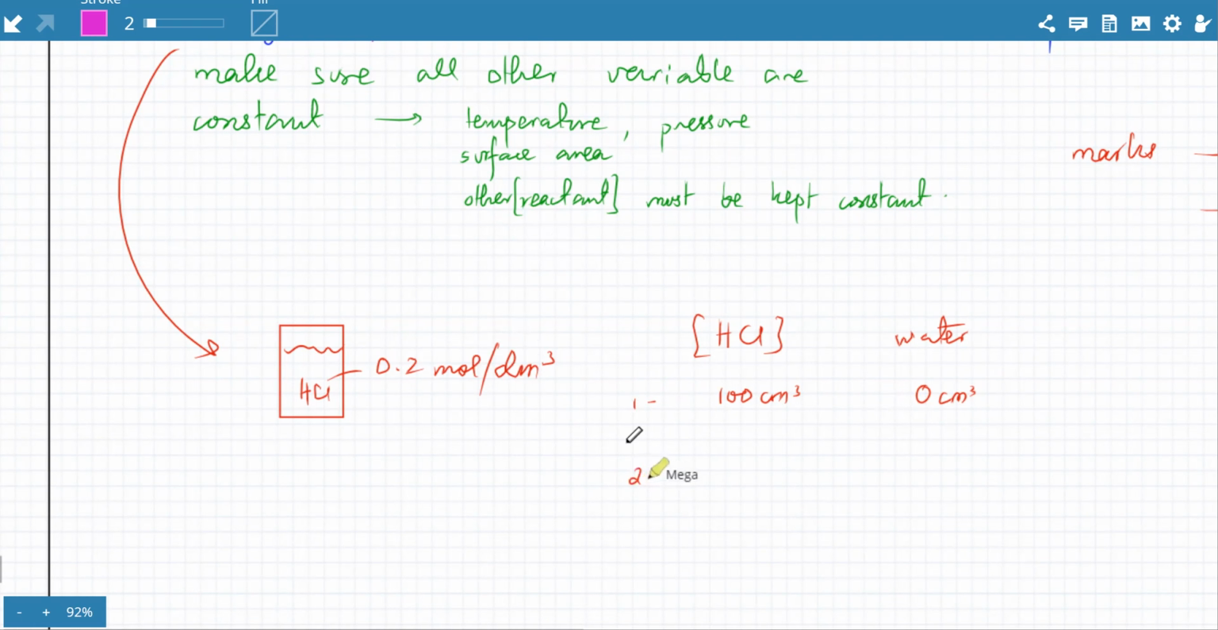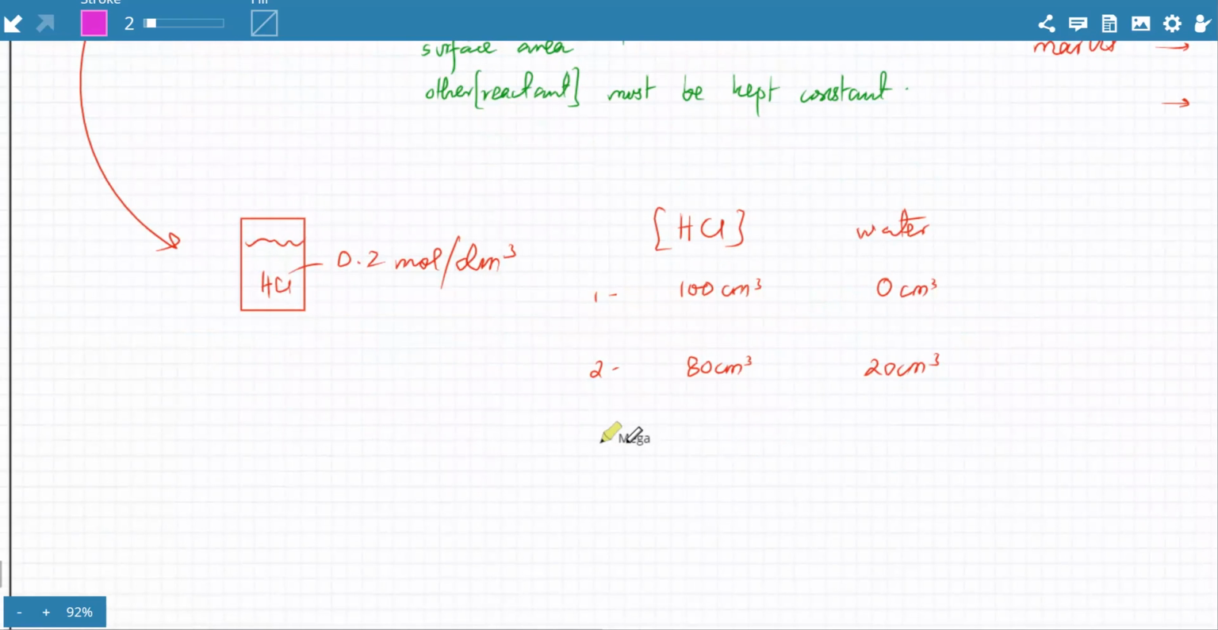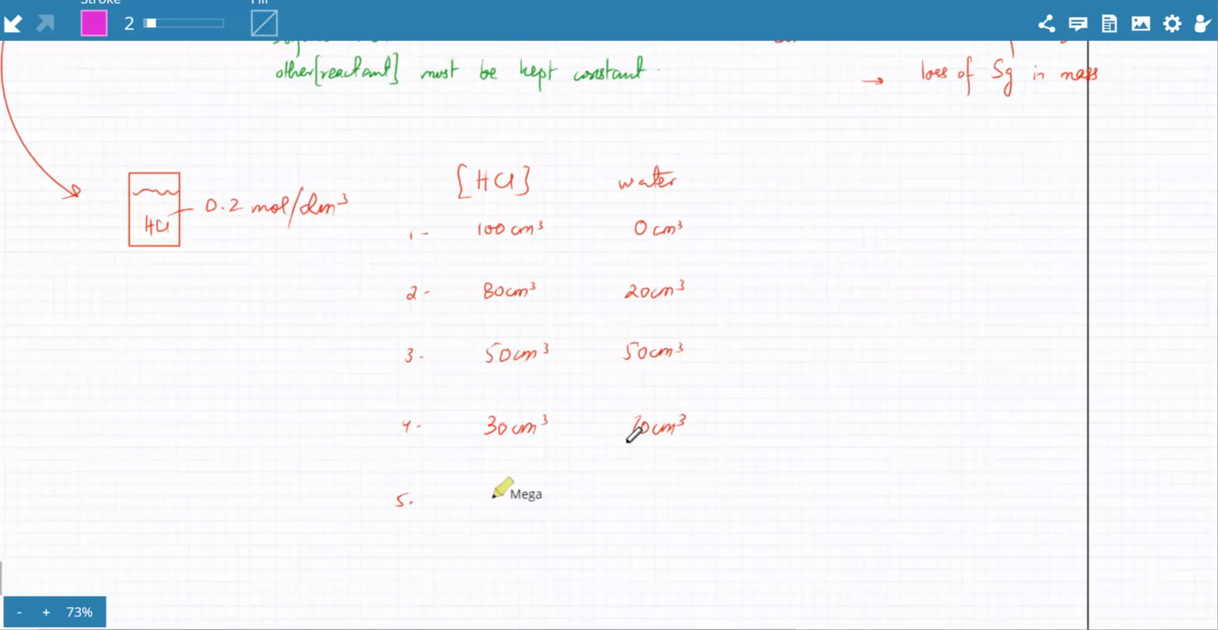In the second experiment, you reduce the amount of HCl, but at the same time, you add 20 cm cube of water. So now you have gradually started diluting the solution of HCl because you started adding water. In the third experiment, you can reduce HCl to 50 cm cube and add 50 cm cube of water. Then you can reduce it further, 30 cm cube, and add 70 cm cube of water. And the fifth point would be 15 cm cube of HCl, and you add 85 cm cube of water.